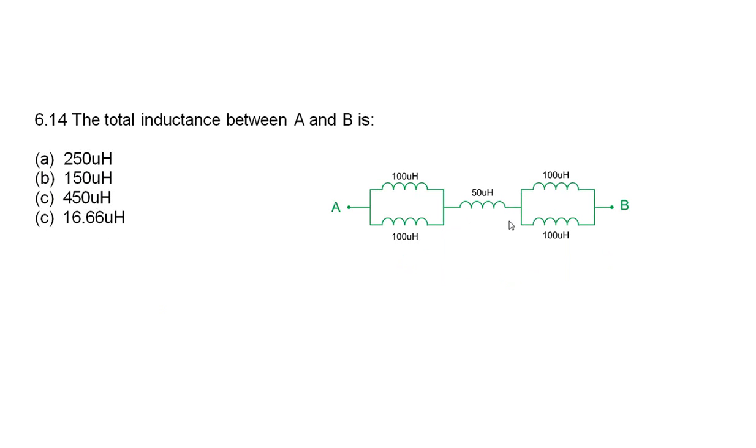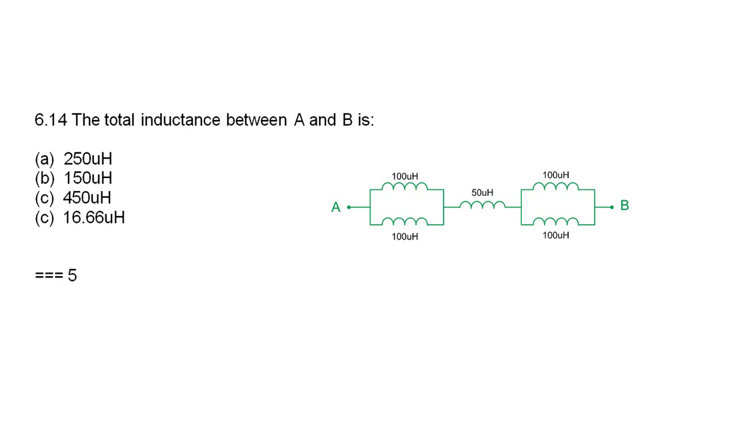Question 6.14. The total inductance between A and B is, well, we have a series parallel circuit. We have two 100 microhenry inductors in parallel there. We have another two 100 microhenry inductors in parallel there. So if we worked out the total inductance of the parallel circuits, take the first one, well, they're both two 100 microhenry inductors in parallel. We can simplify that circuit by working out the total inductance of those parallel circuits. 2 into 100 goes 50. So in effect what we've got is 50 microhenries.